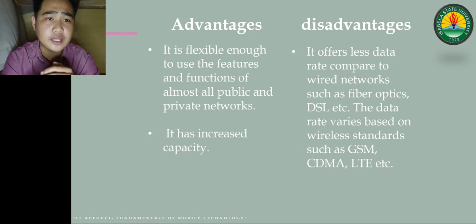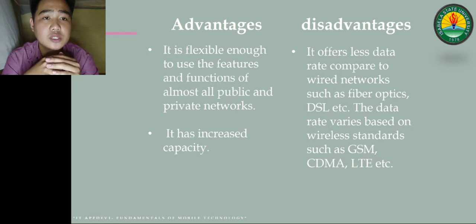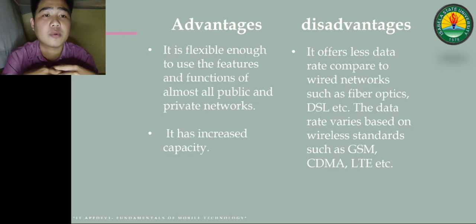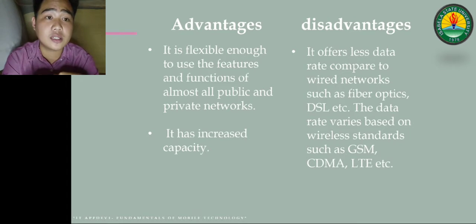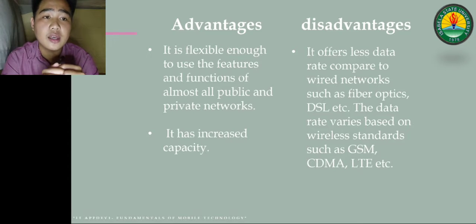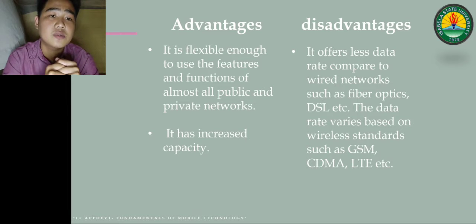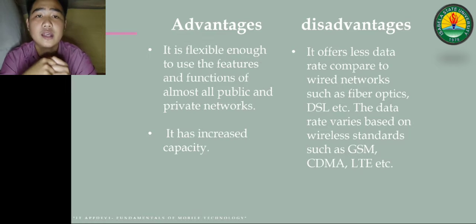So what are the advantages and disadvantages? Advantages: it is flexible enough to use features and functions of almost all public and private networks, and it has increased capacity. What are the disadvantages? It offers less data rate compared to wired networks such as fiber optics, DSL, etc. The data rate varies based on wireless standards such as GSM, CDMA, and LTE.